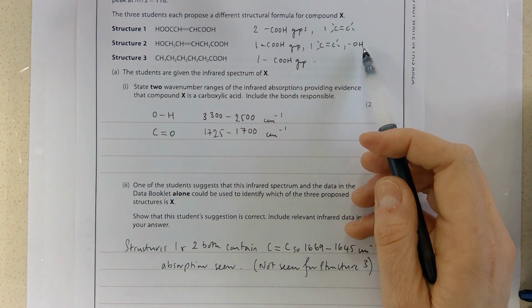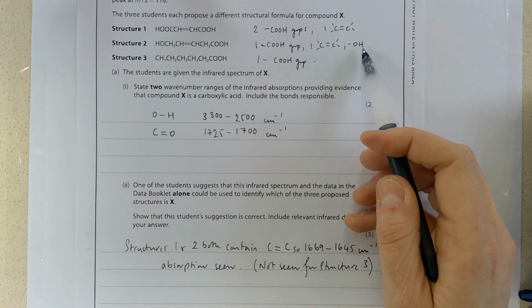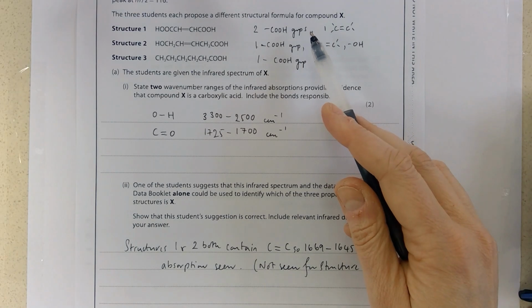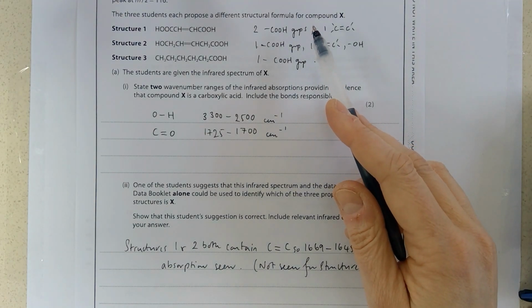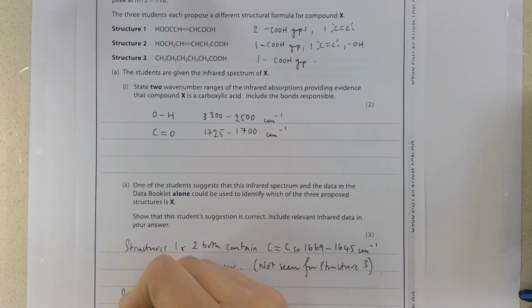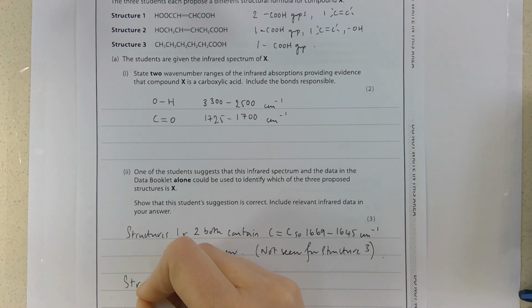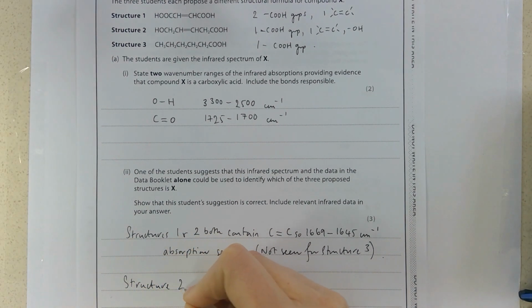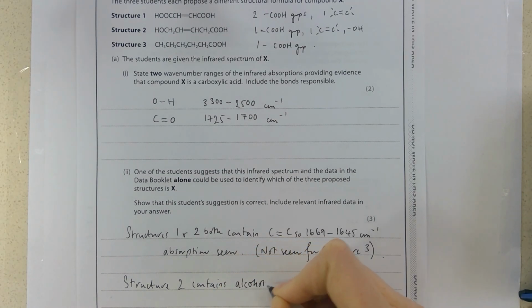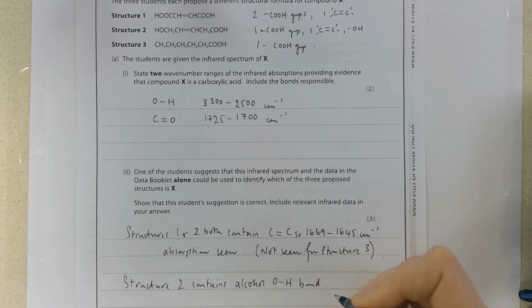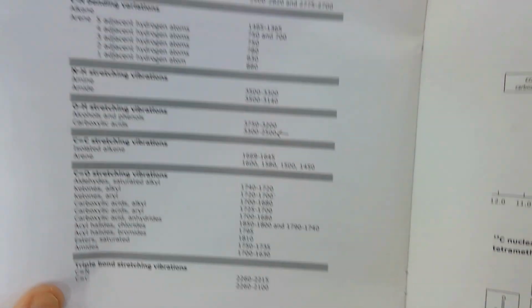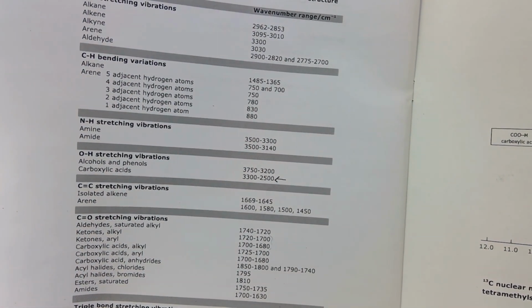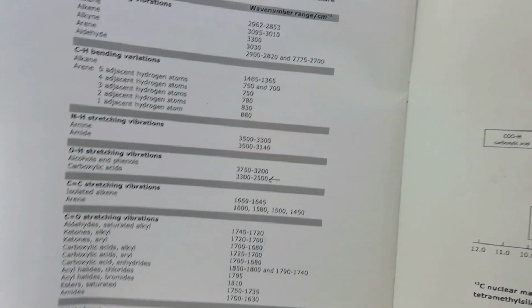Well, structure 2 has got the alcohol OH, whereas structure 1 will just have the carboxylic acid OH. So structure 2 contains an alcohol OH group. And looking at our data booklet, that gives us 3750 to 3200.